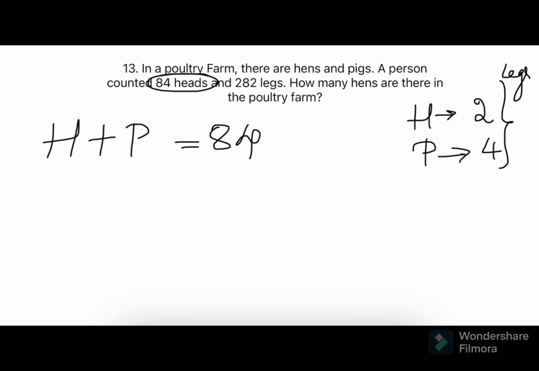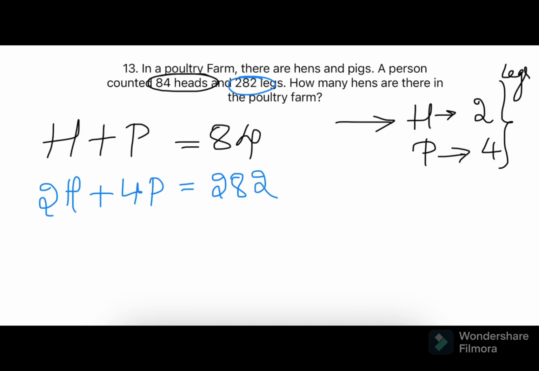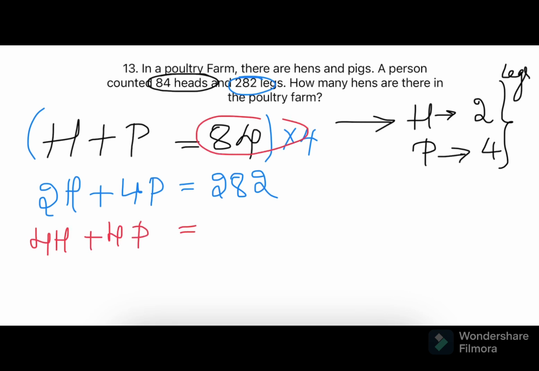Now comes with respect to legs. As we've already seen, hens have 2 legs, so 2h, and pigs have 4 legs, so 4p. So totally how many such legs are counted? 282. So we just have to solve this particular equation. How do we do that? We can multiply the first equation by 4. And the new equation that we get is 4h plus 4p. Sometimes students miss multiplying these two. Even the RHS must be multiplied.